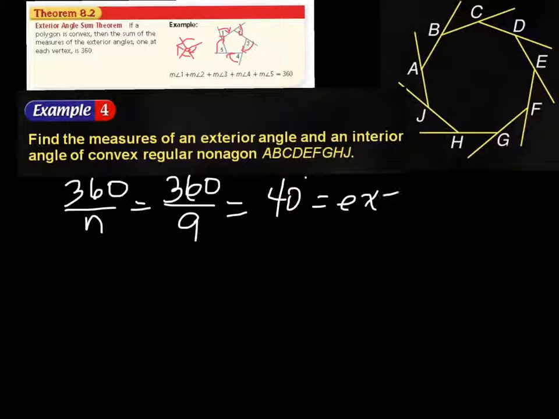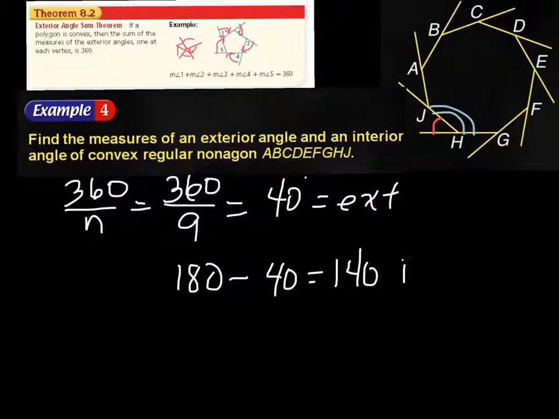Now there's a special relationship between an exterior angle and the interior angle. They're always going to be supplementary. They form a linear pair. So since we know the exterior angle is 40, to get an interior angle, I could use the formula we had from theorem 8.1, or we could just subtract 180 minus 40, and we get 140 for each interior angle.